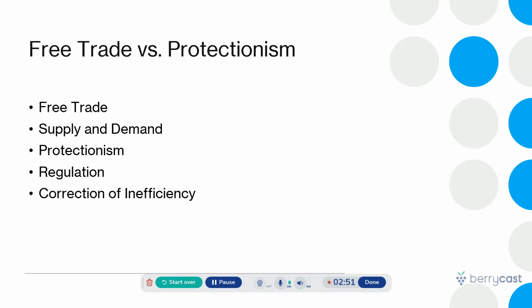Okay, so free trade versus protectionism. As in all theories, there are opposing views. International trade has two contrasting views regarding the level of control placed on trade between countries.